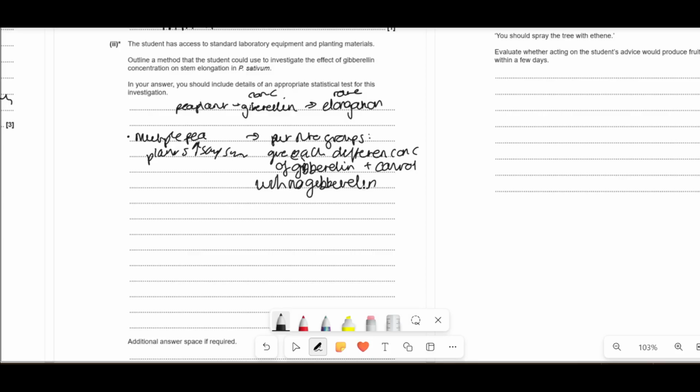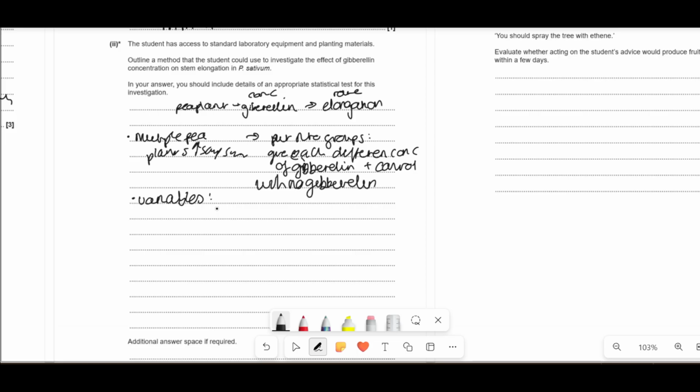In the real thing, you can obviously write it all out. I'm just crash coursing it for the sake of time because I don't want this video to be 8 years long. Now you need to think about the variables. With your variables, you can talk about the controls. For example, you need to make sure you're using the same plants, the same seedlings, the same water, the same light, temperature. Literally everything's got to be kept the same except your gibberellin concentration.